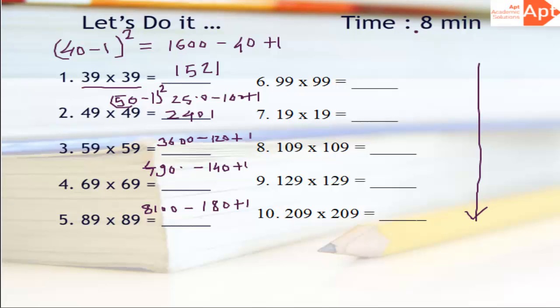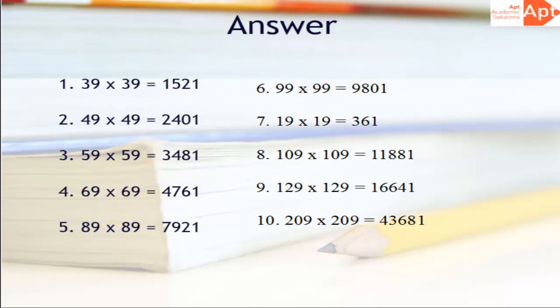Though the time given is 8 minutes, I am sure you require just 2 minutes, right? Have a look at the answers. Okay, so I am sure it's very easy. The moment you want to do a squaring of any number ending with 9, simply you have to remember the famous formula, that is (a minus b) whole square is equal to a square minus 2ab plus b square.